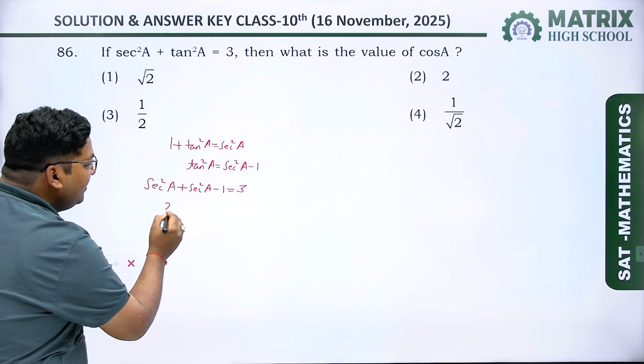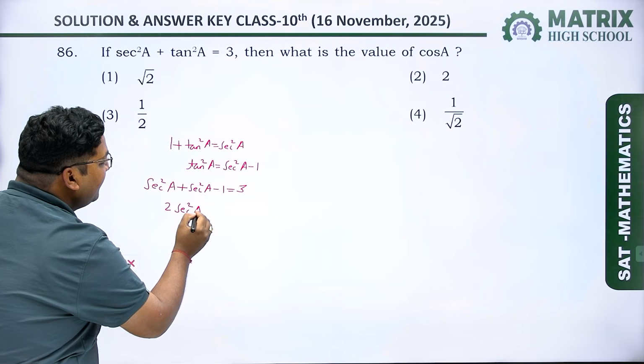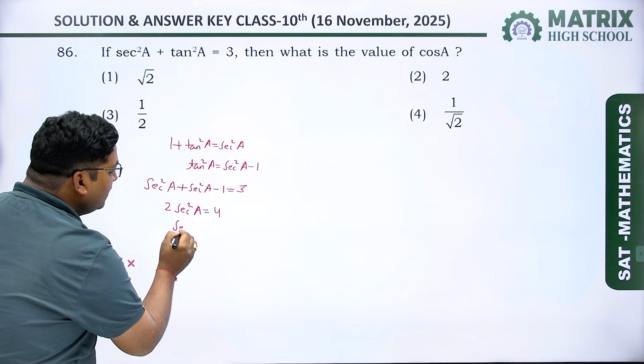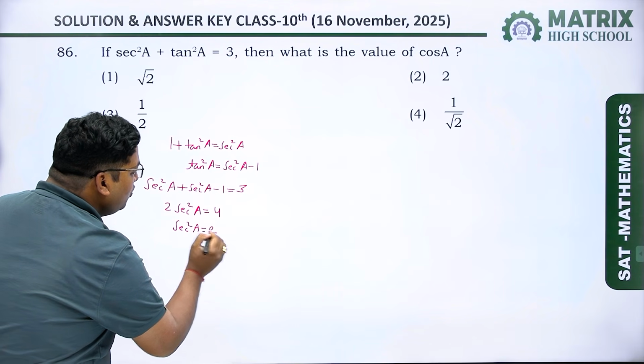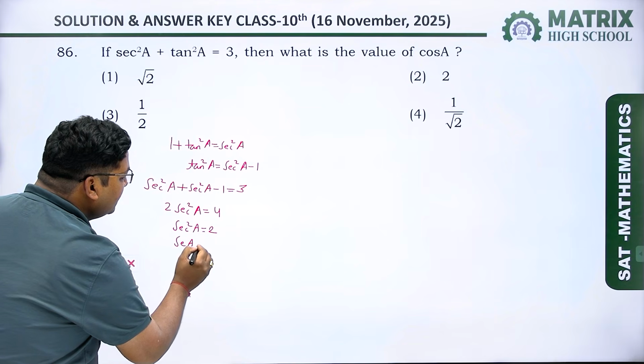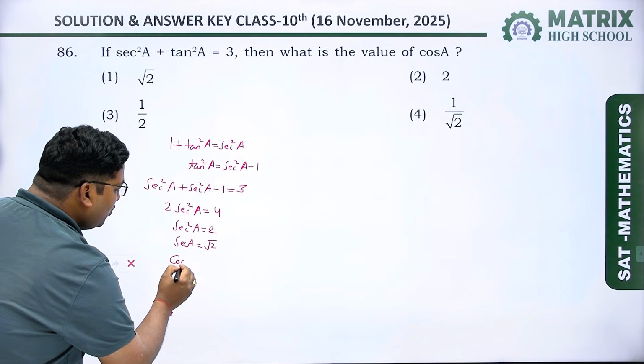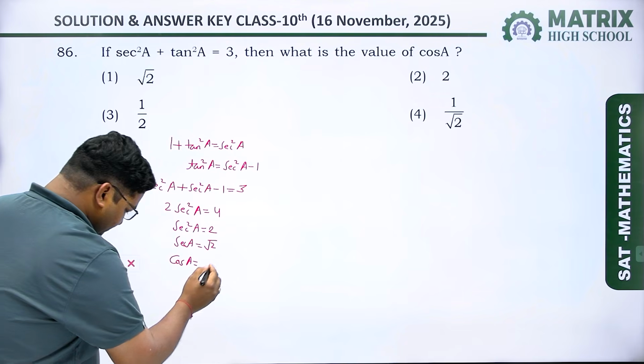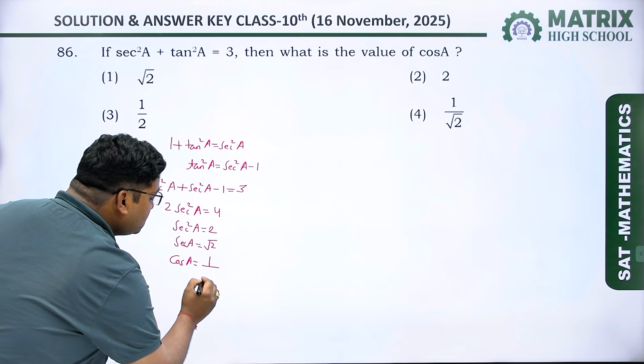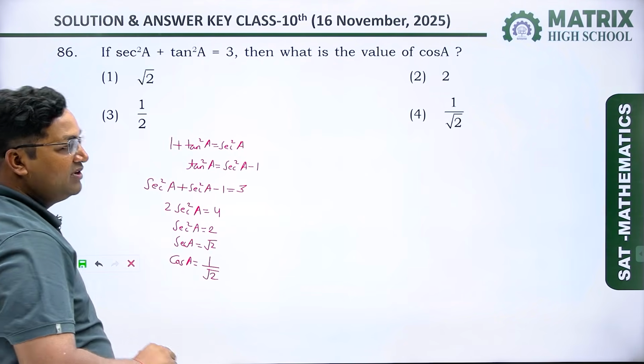From here we will get 2 sec square A is equal to 4, or sec square A is equal to 2, or sec A is equal to under root of 2. It means cos A is the reciprocal of sec. So it means cos A equal to 1 upon root 2, which is in option 4.